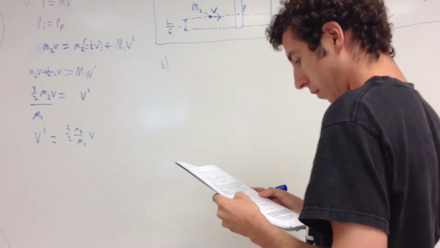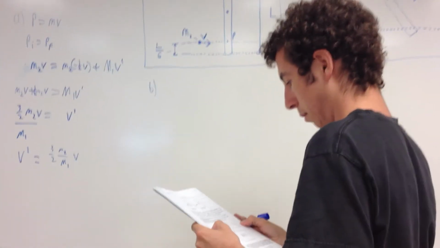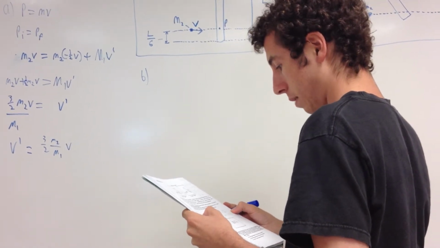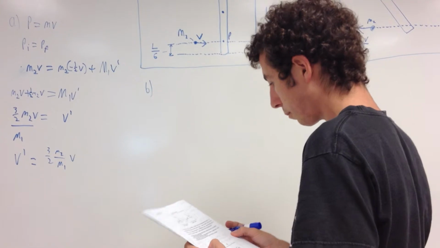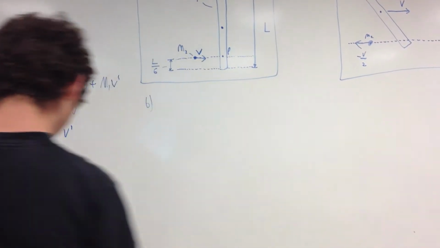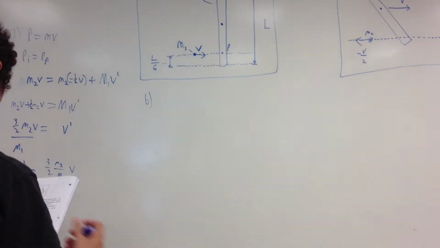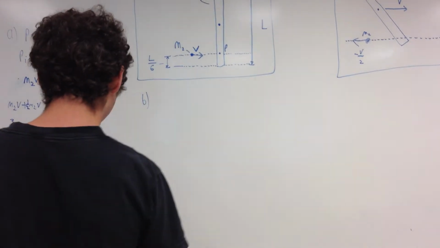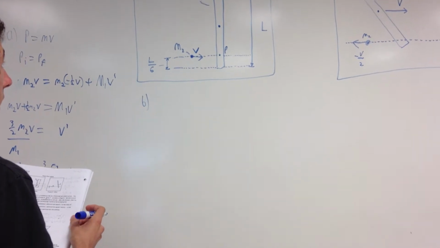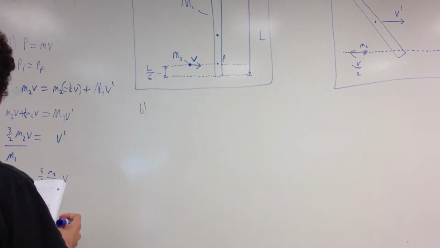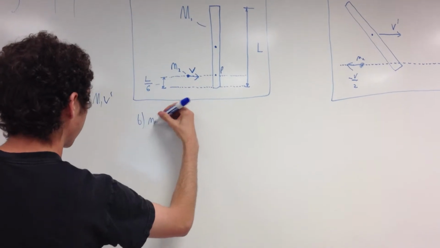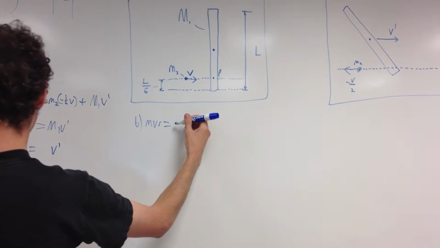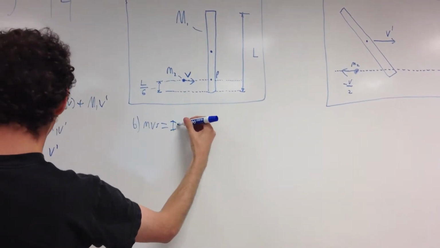B is asking you, using the principle of conservation of angular momentum, determine the angular velocity, omega, of the rod about the center of its mass after the collision. So first we take the angular momentum of the system at the beginning. Angular momentum is mvr, or it can also be expressed as I omega.